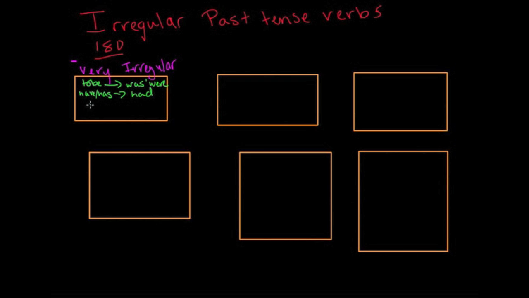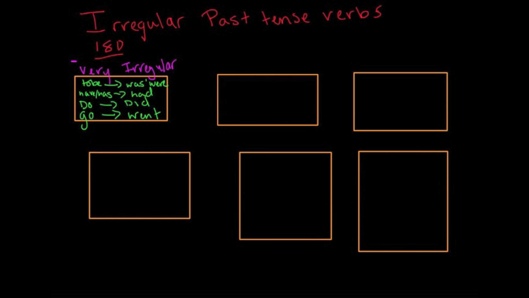Can you add 2 more to this very irregular category? Another one is do, does, changes to did. The last one we consider very irregular is go, changes to went.